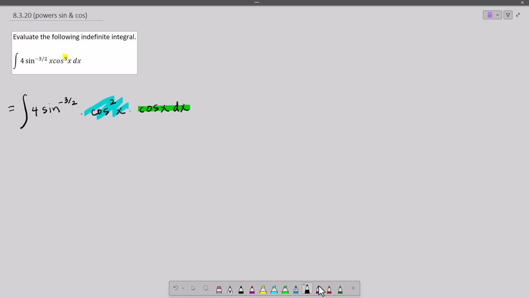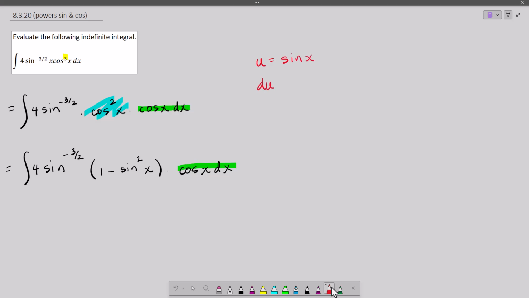So let's go ahead and use the Pythagorean theorem. We will write cosine squared as 1 minus sine squared. And our goal here is to let u be the function that has what we pulled off as its derivative. So we want to let u be sine of x precisely because its derivative matches right there.